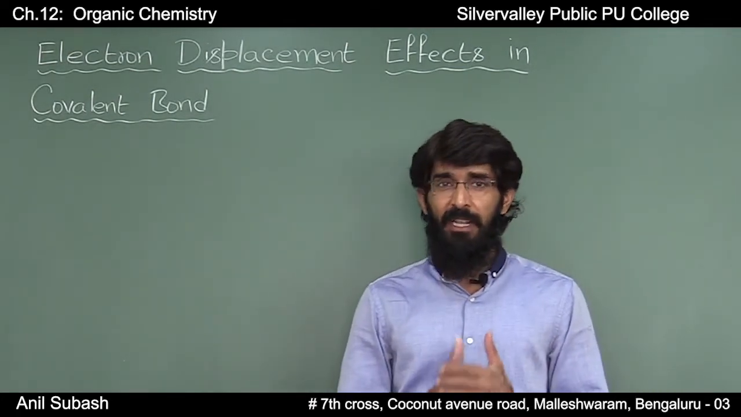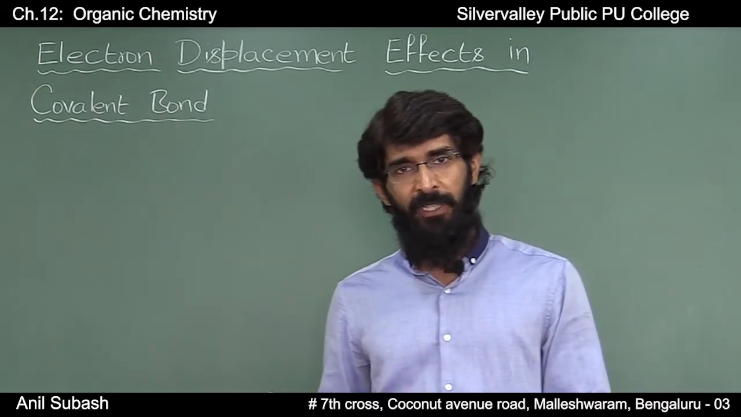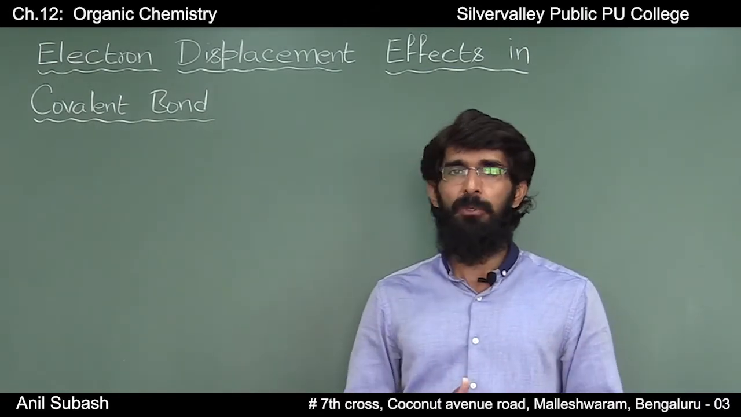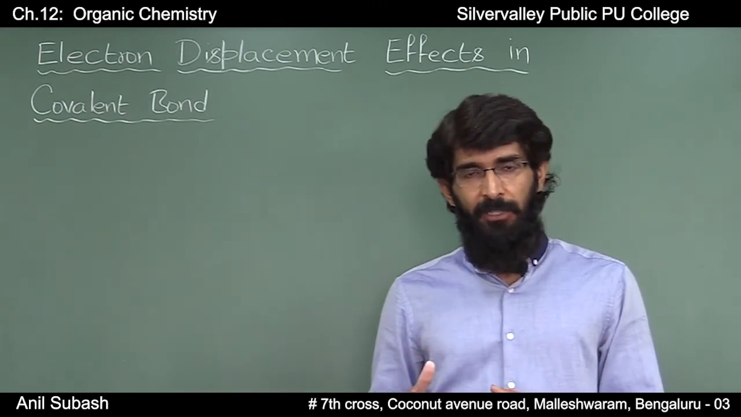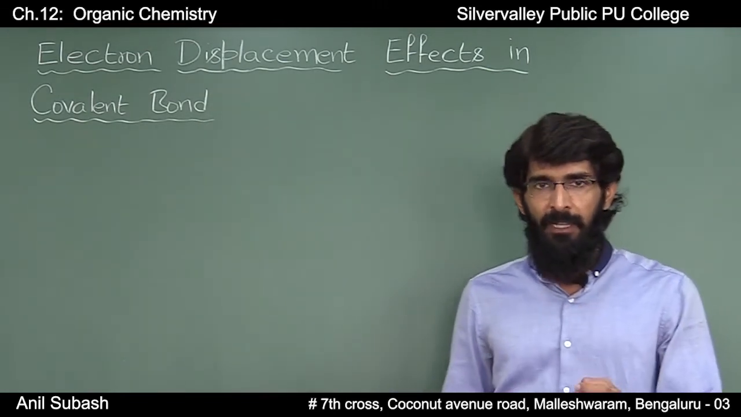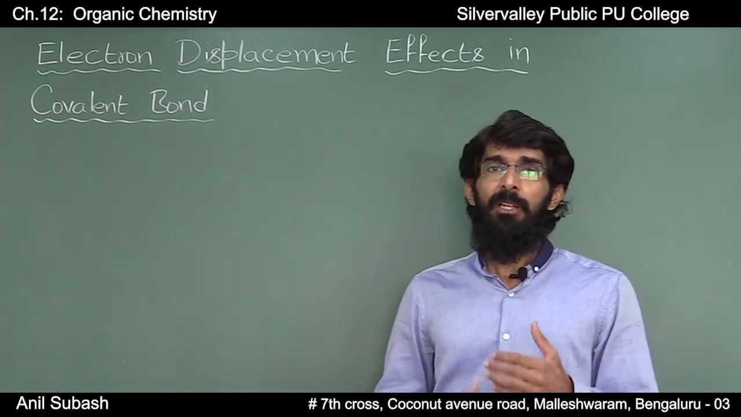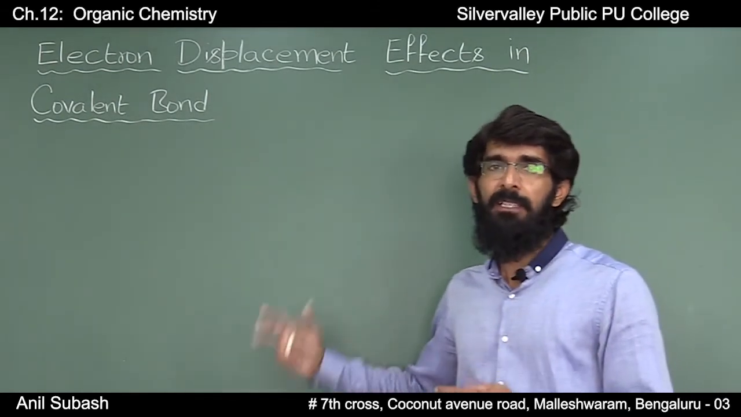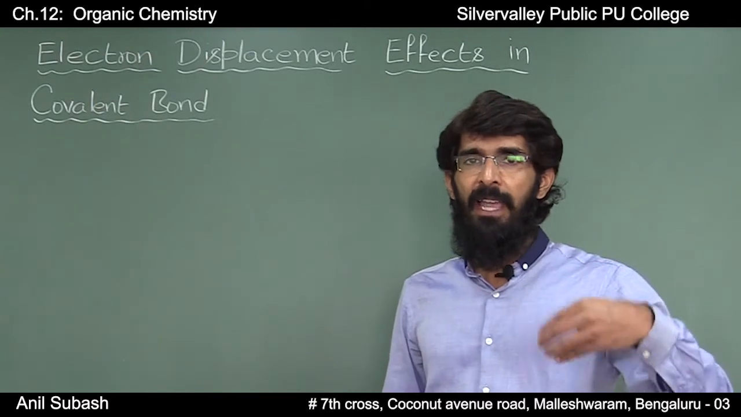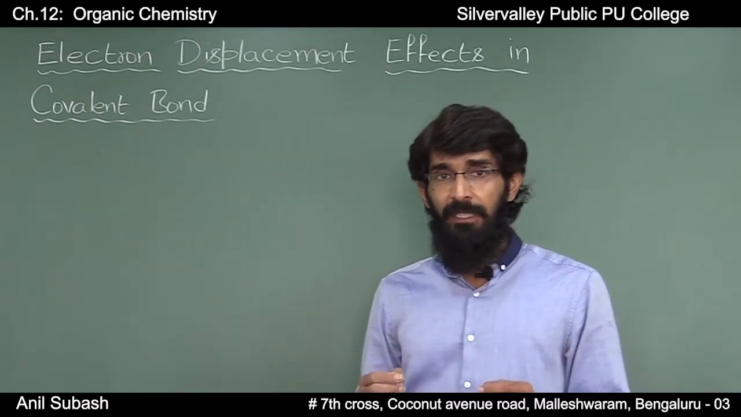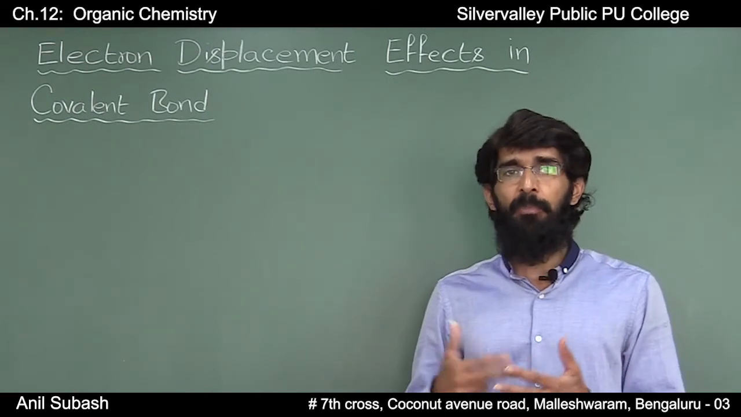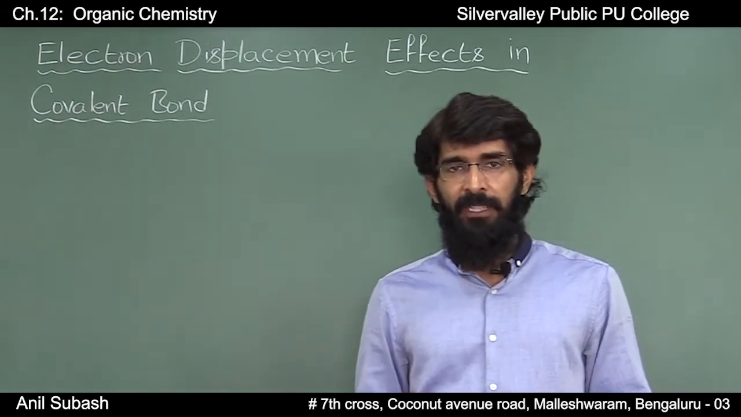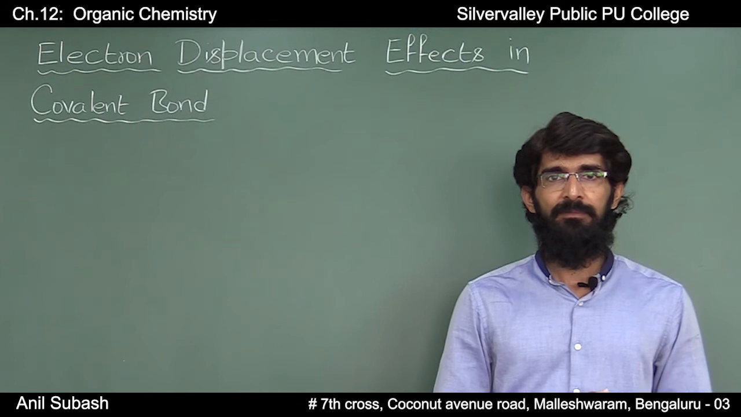The electron displacement under the influence of an atom or a substituent group will cause a permanent polarizability in the molecule, and the inductive effect and the resonance effect are some examples. Whenever the redistribution of electrons takes place under the influence of an attacking reagent, it causes a temporary polarization of the molecule, and the electromeric effect is one such example.